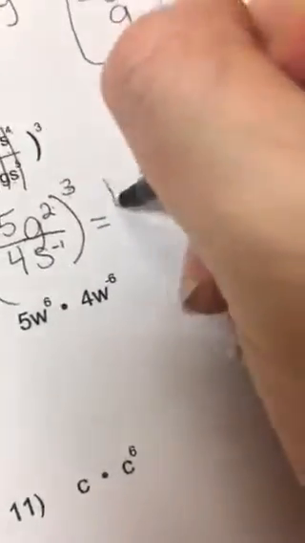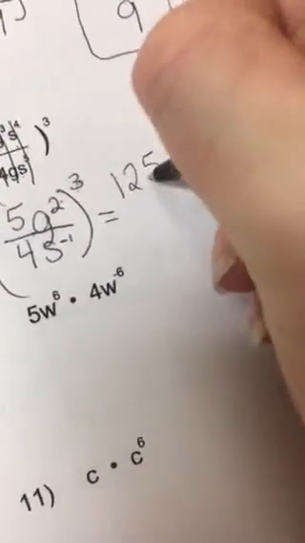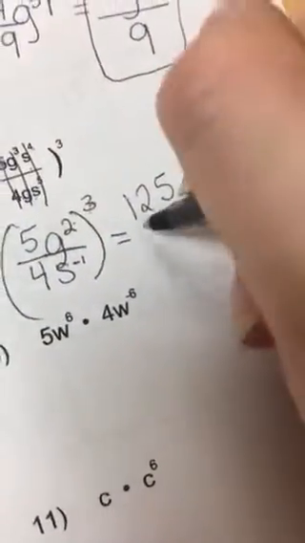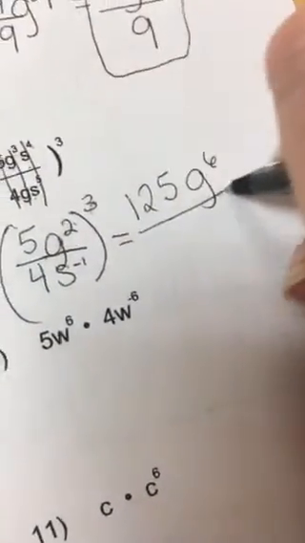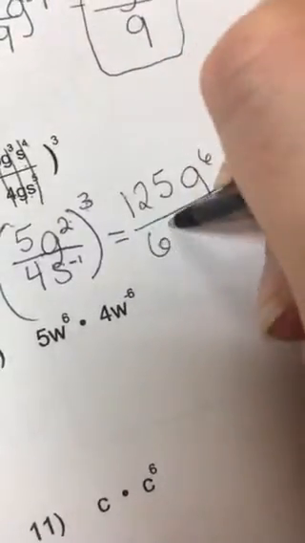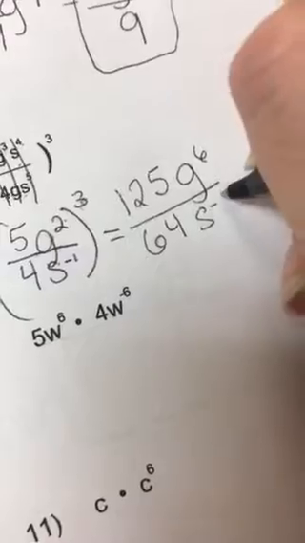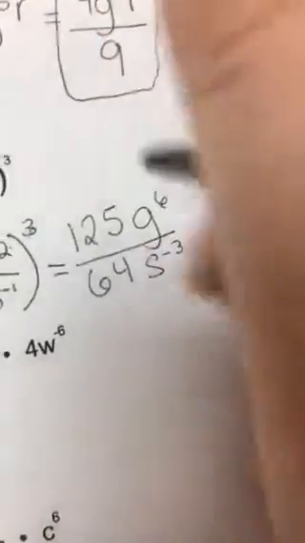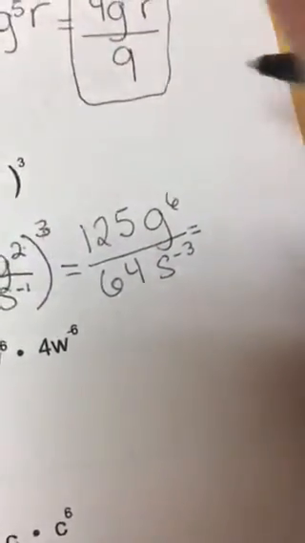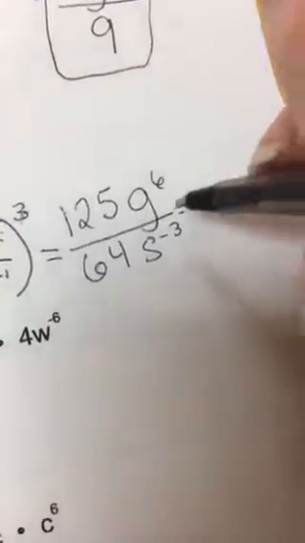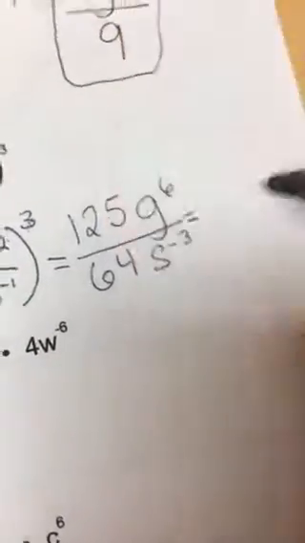5 to the third power is 125, and then that would be g to the 6th power, over 4 to the third power is 64. 3 times negative 1 would be s to the negative 3. Now the only thing left to do is I'm going to just leave these two numbers as is.